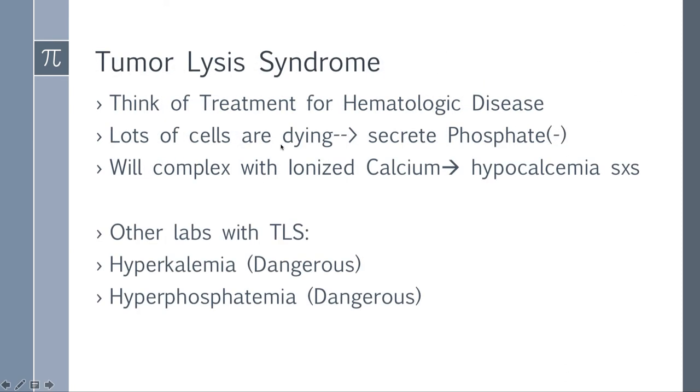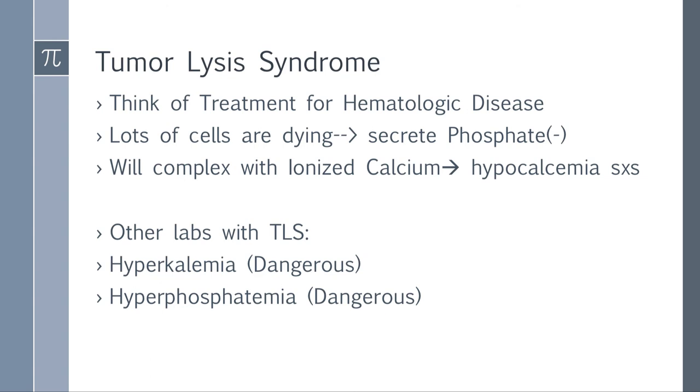Tumor lysis syndrome. What's tumor lysis syndrome? Your tumor cells are lysing, right? So you want to think of these with a lot of tumor cells, so hematologic diseases, or lymphomas and leukemias, where there's a lot of white blood cells, and you give them treatment, so lots of cells are going to die. What are they going to secrete? They're going to secrete phosphate. What does phosphate do? Remember in our secondary hyperparathyroidism lecture, phosphate complexes with calcium, right? You get hypocalcemia symptoms, which is tingling, muscle spasms, and Chvostek's and Trousseau signs.